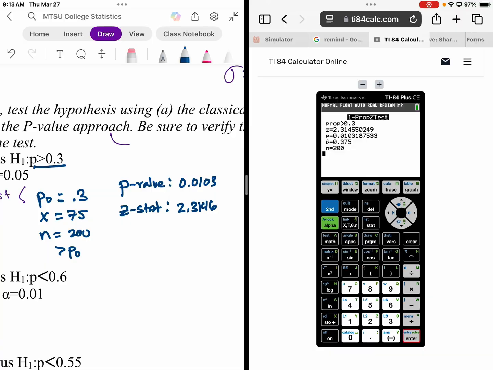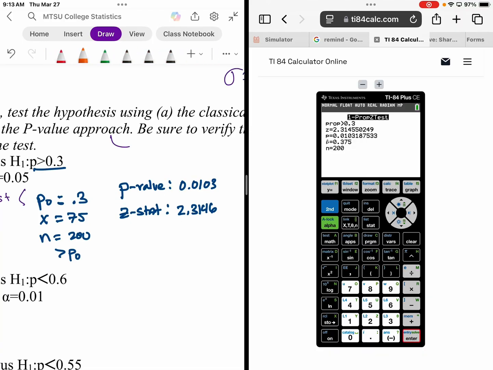And again, we're using the p-value method, which means I'm going to use that very first answer right here. And I'm going to compare the p-value to our alpha. So 0.0103, and they told us the alpha was 5%. Is 0.0103 bigger than 5% or smaller than 5%? Is 0.01 smaller or bigger than 0.05? Smaller. So it's less than.